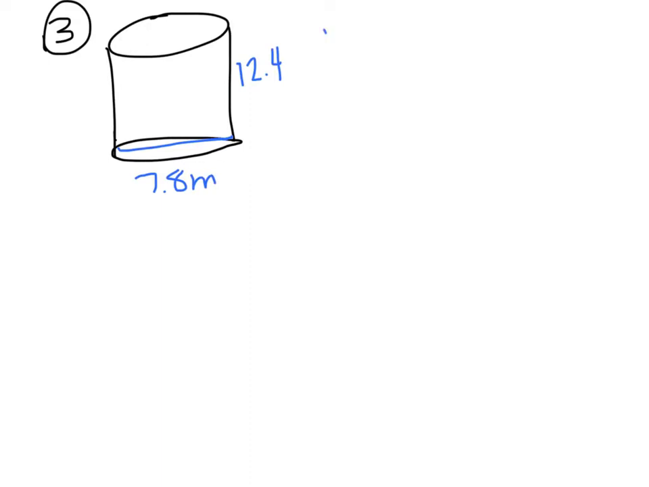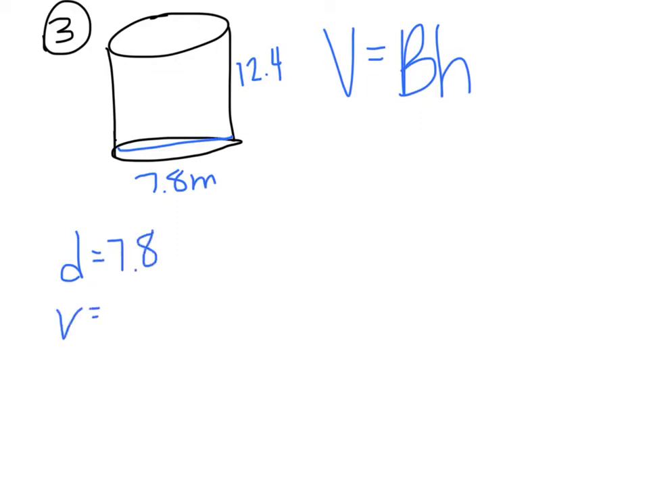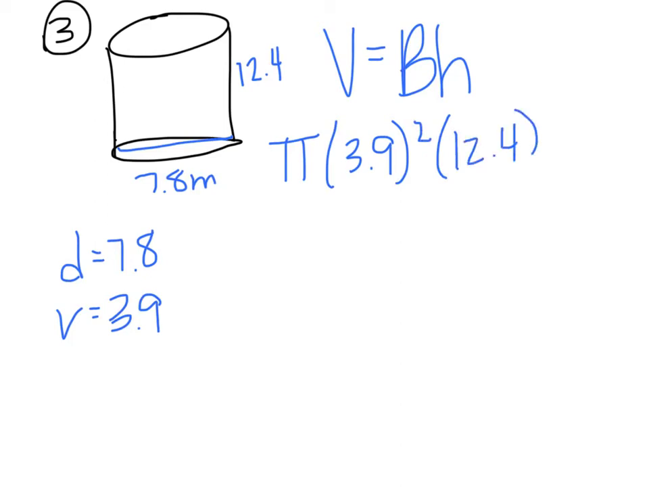So volume equals area of the base times the height. So if our diameter is 7.8, our radius is 3.9. So we have pi times our radius squared times 12.4. So 3.9 raised to the second times 12.4 times pi. Your answer should be 592.5 meters cubed.